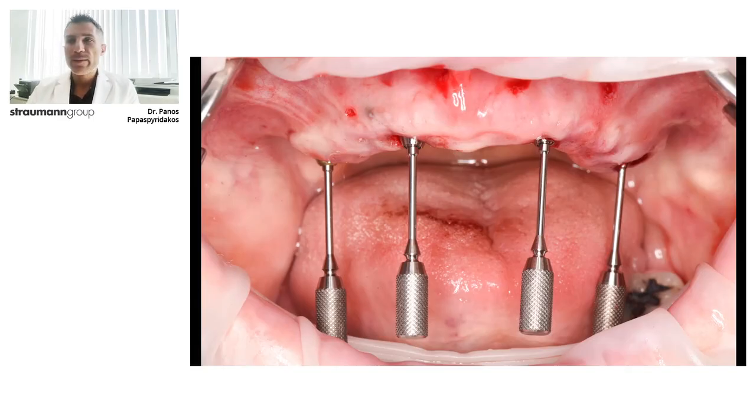We have plenty of literature to support that immediate loading for both maxilla and mandible is a routine procedure now. We need a minimum of 30 Newton centimeter implant stability. We achieved that, more than that actually, in this case with the bone level tapered implant that we used. After insertion torque assessment, we torqued the multi-unit SRA abutments, and here you see the parallelism with the guide pins.